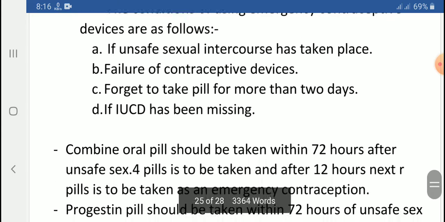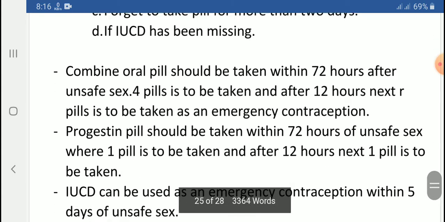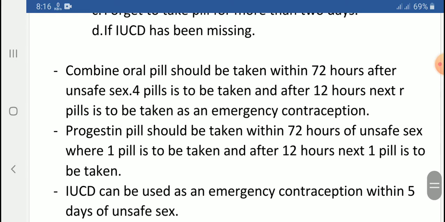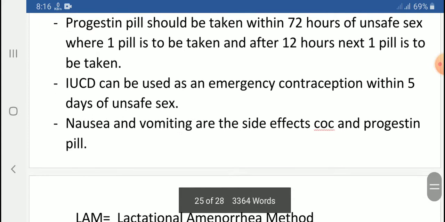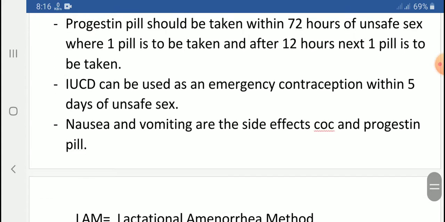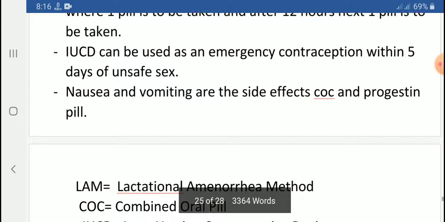In that case we have to use emergency contraceptive devices. And here is certain information regarding the combined oral pill and progestin pill, how many are to be taken and when. And IUCD, although this is a temporary artificial device for females, can also be used as emergency contraception, and it must be used within 5 days of unsafe sex. Nausea and vomiting are the side effects of combined oral contraception and progestin pill.